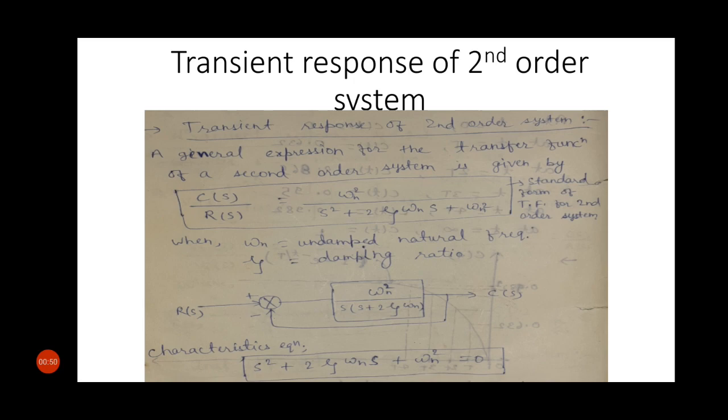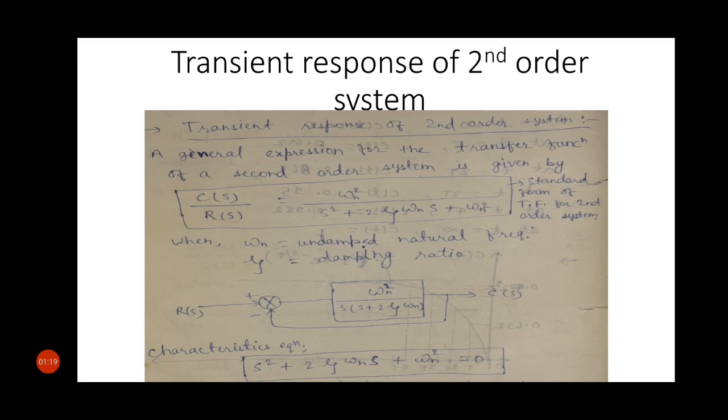So this block diagram represents the second order system. Here R(s) is our input, C(s) is our output, and our gain G(s) is equivalent to omega n square divided by s into s plus 2 zeta omega n. And here I have considered unity feedback system, so H(s) equal to 1.